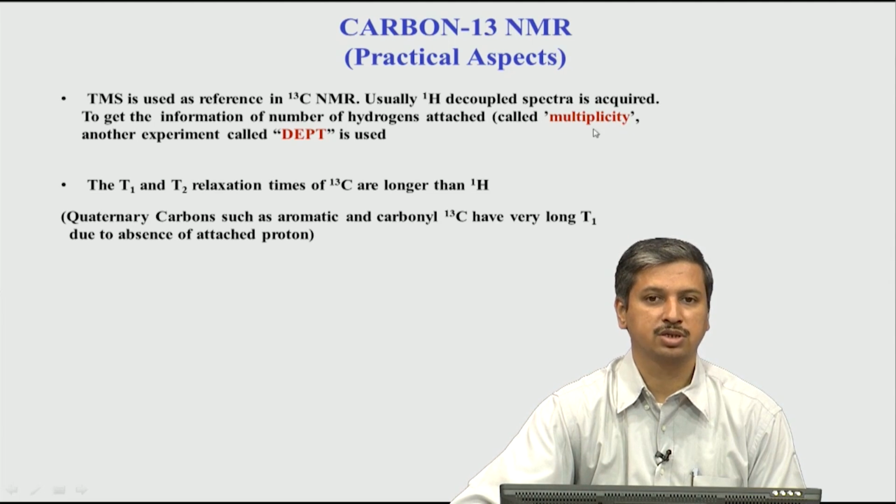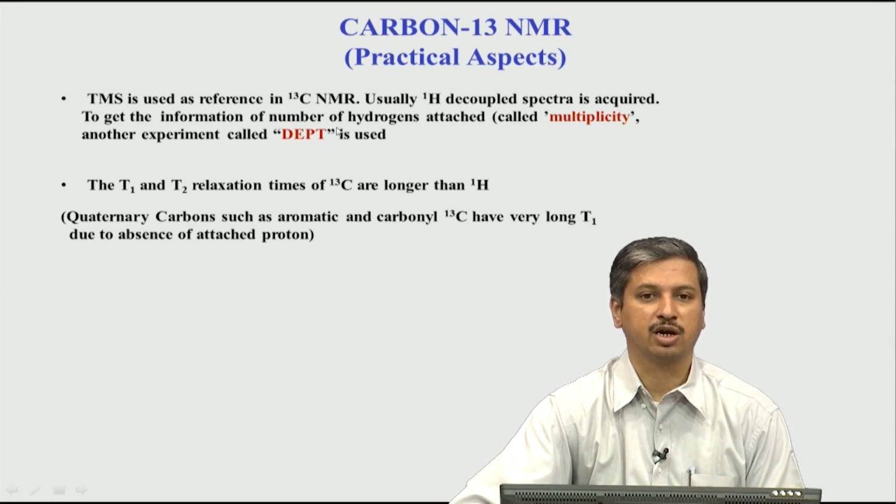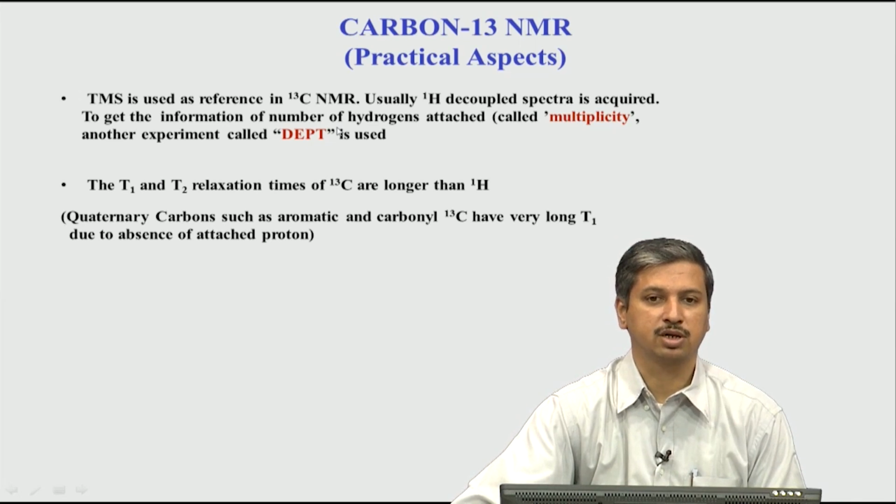That information is lost if I do decoupling, but there is a technique which is called DEPT, D-E-P-T, it is an acronym for a bigger name which we will see later, and that experiment helps you to get this information. So, this is a separate 1D experiment, which can be recorded to get the information for every carbon, that is how many hydrogens are attached to that carbon. But normally if you are not interested in multiplicity and only in the chemical shift and the number of carbons, you can do decoupling and get a cleaner spectrum.